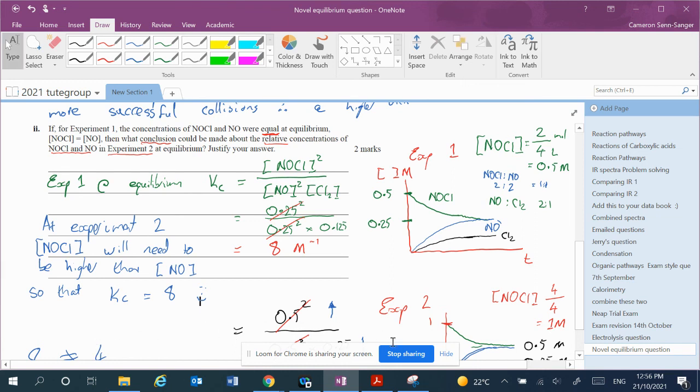There's another way of looking at it, which is the examiner's report. If you like it, like it.